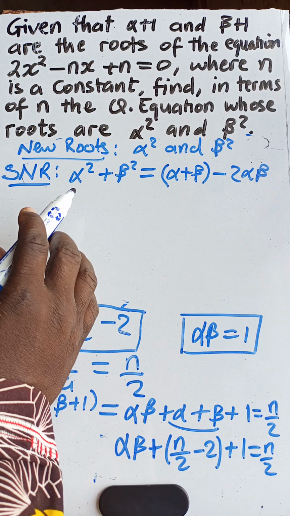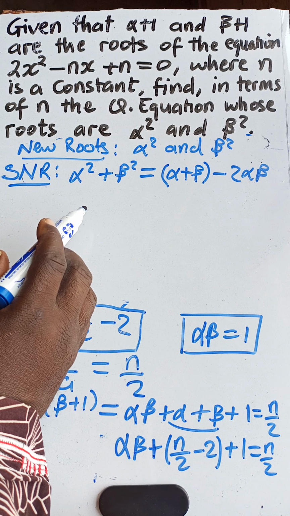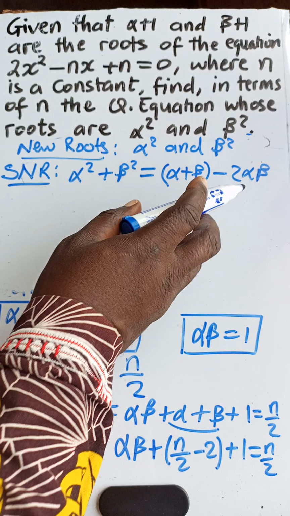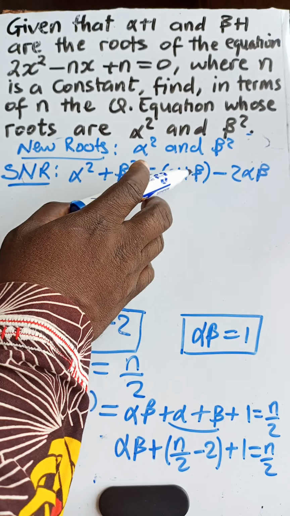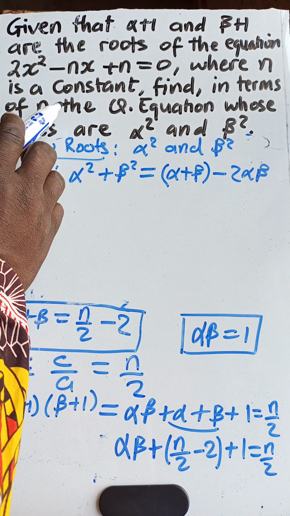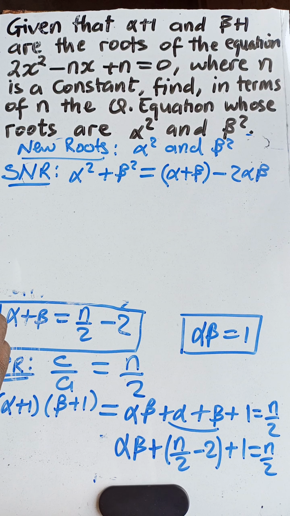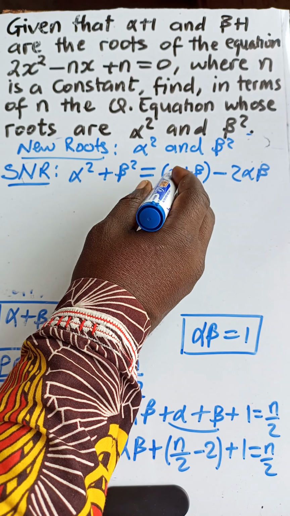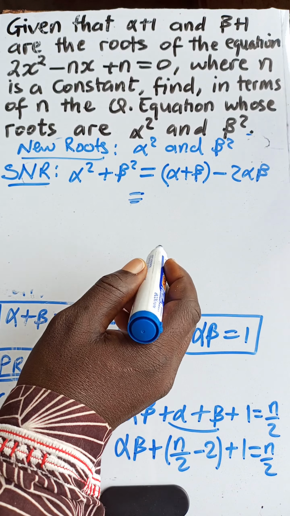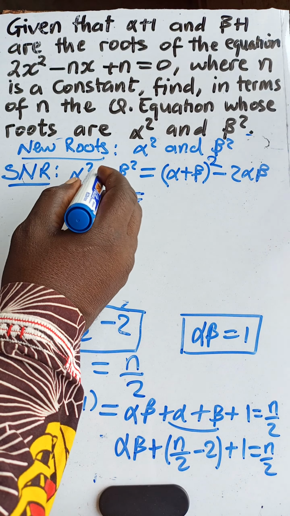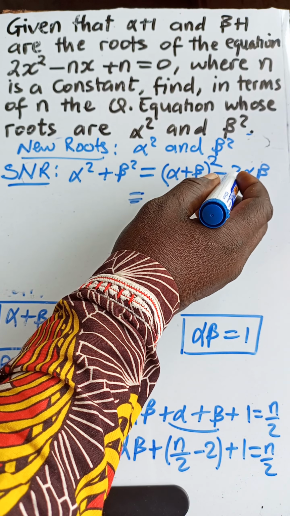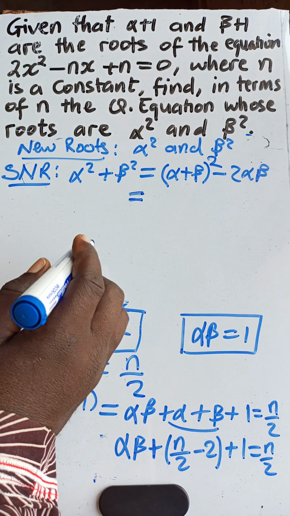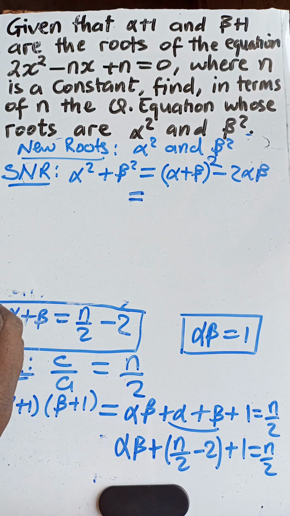Okay? Why have we chosen to write it as such? Because we have an expression for alpha plus beta, and we also have an expression for alpha beta. So we prefer to write like that in order to come up with our quadratic equation in terms of n as the question demands. So this will be, we know alpha plus beta is n all over 2. Pay attention, sorry. Alpha squared plus beta squared is alpha plus beta all squared minus 2 alpha beta. Okay, we should be very careful not to miss out on any important aspect of these expressions.